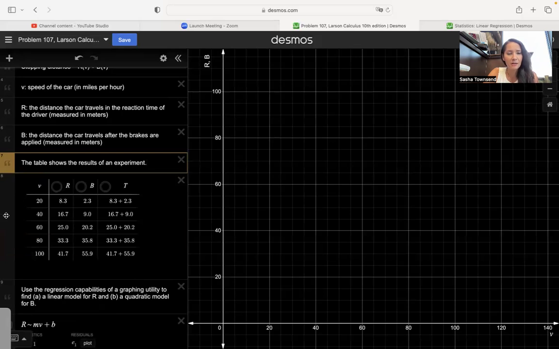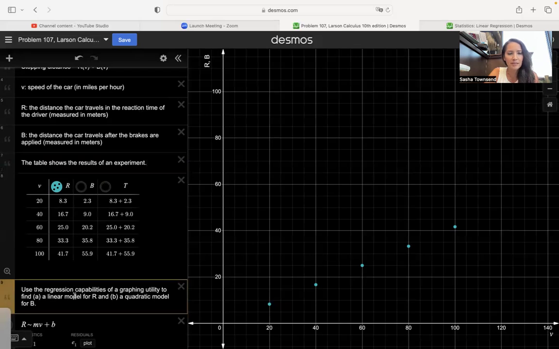After I did that, this is what I got. Here is this column V, R, and B. These were all given in the textbook. And then we can plot those points. Here's our v-axis. Remember, that's the speed of the car. R is the distance the car travels during reaction time. B is the distance the car travels after the brakes are applied. And T is the sum of those.